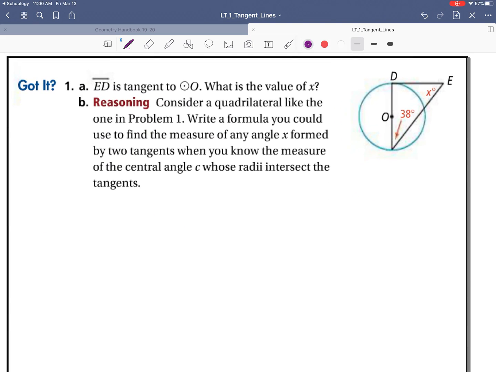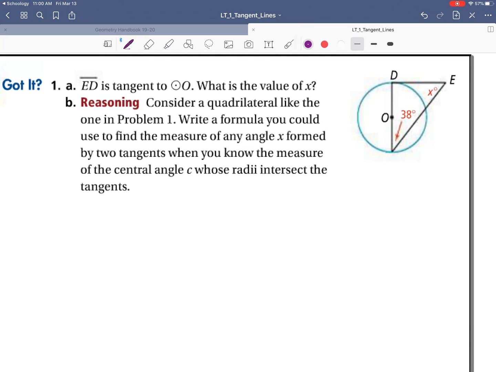Let's go to this one. ED is tangent to circle O. And what is the point x? Now, this is a radius, so it's hitting at a 90-degree angle. This is a radius, but this is not a tangent point, only D is. So x is up here, this is 38, so I know that 90 plus 38 plus x equals 180 since I form a triangle. That allows us to solve for x, and x is 52.